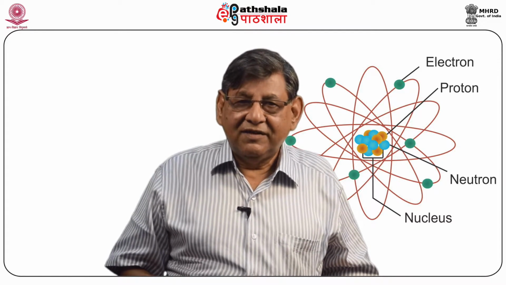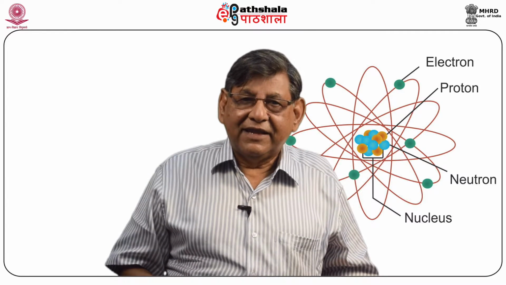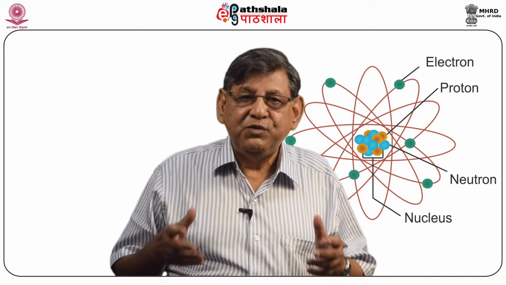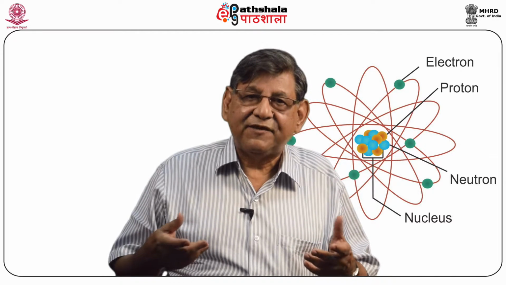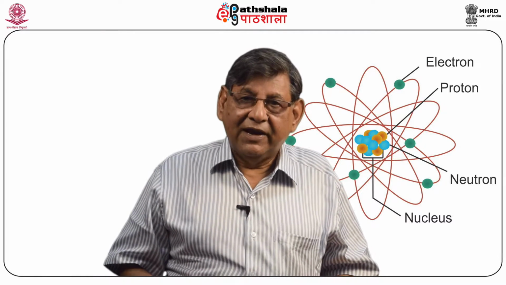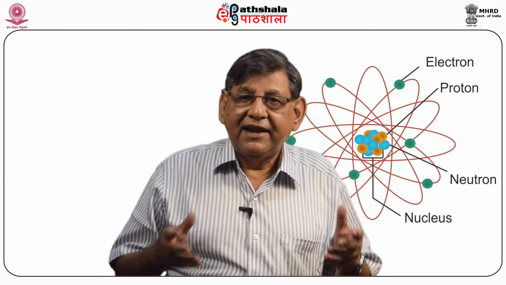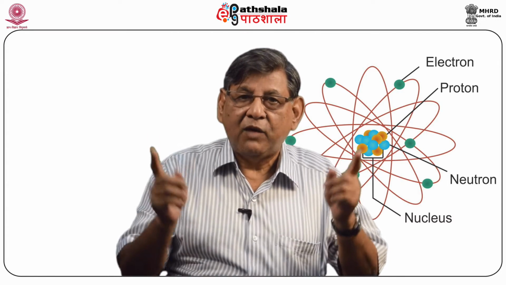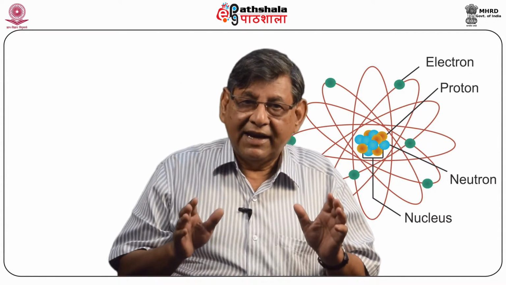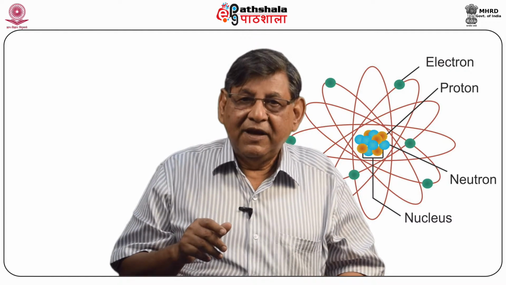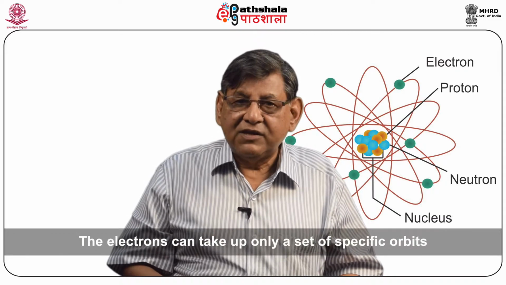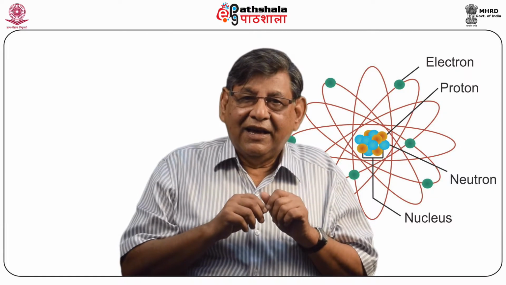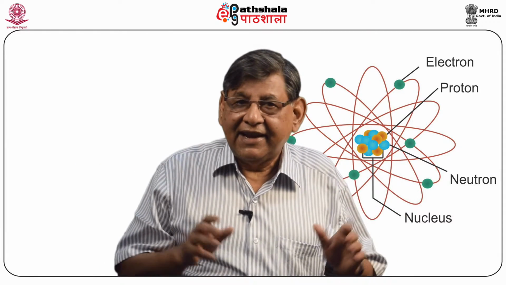As an introduction, I would like to mention that the planetary motion about the sun is based on Newton's laws. The same is the case for satellites which go around the Earth. A planet or a satellite can take up any orbit around the sun. All orbits are allowed. But in the case of an atom, for example the hydrogen atom, the electrons can only take up a set of specific orbits. It cannot just take up any orbit like a satellite around the Earth.